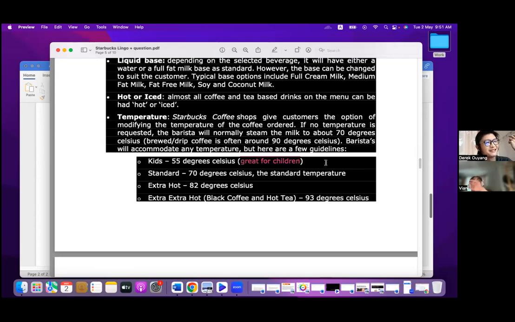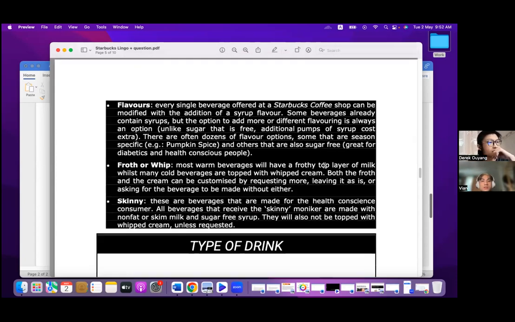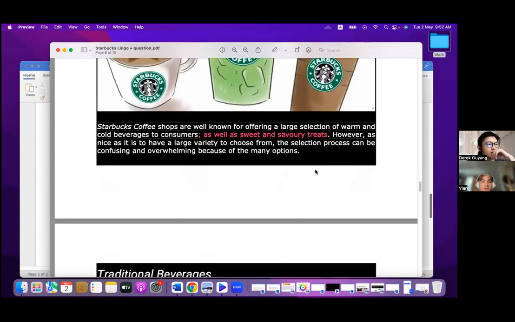My question is, is this grade maximum or good for children? Oh, you are talking about the word great? Yeah. Great is better than good. Yes. So here it means good for children. Correct. Good for children, because they cannot drink something too hot. So great for children. Yes. Okay, good.